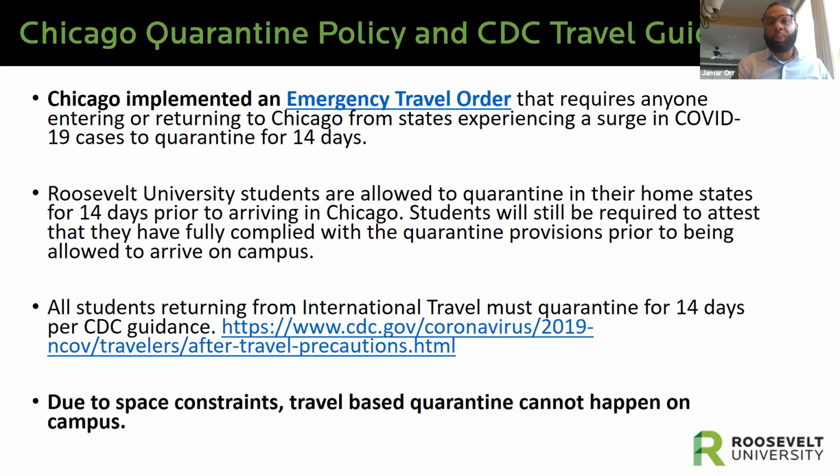And as part of the app, we will be asking that you attest daily that you're in compliance with this order. This is also relevant for our international students who may be returning from international travel. Based on CDC guidance, you also are required to quarantine for 14 days prior to coming to campus. Based on our space constraints, travel-based quarantine cannot happen on campus because we need to maintain those spaces in the event that a student needs to be isolated or quarantined for health reasons.